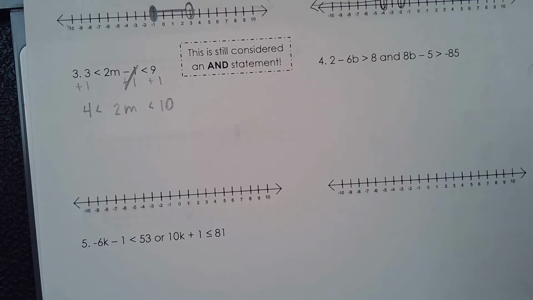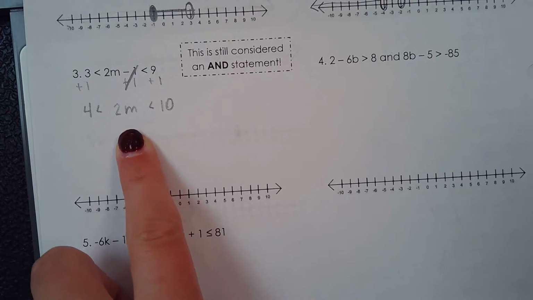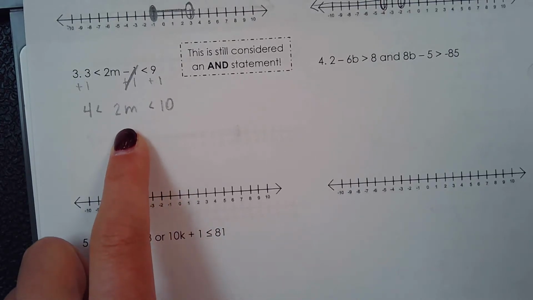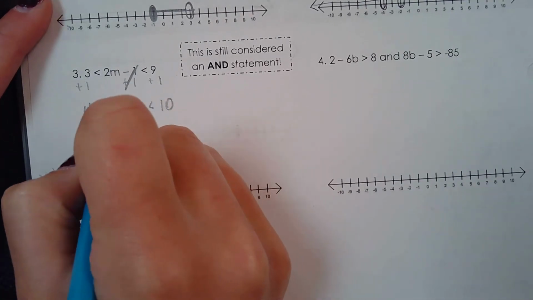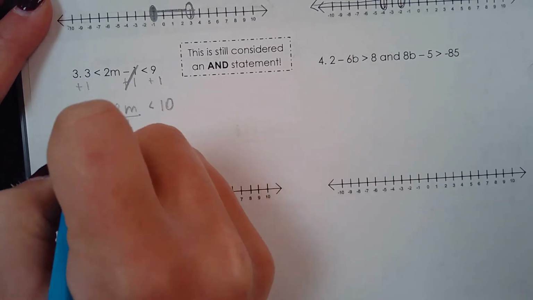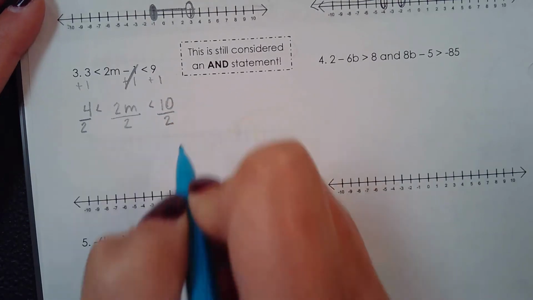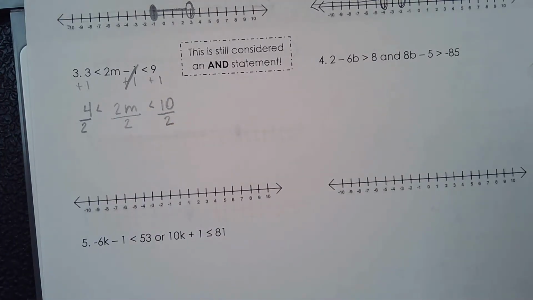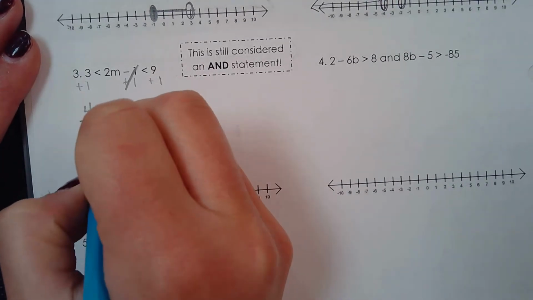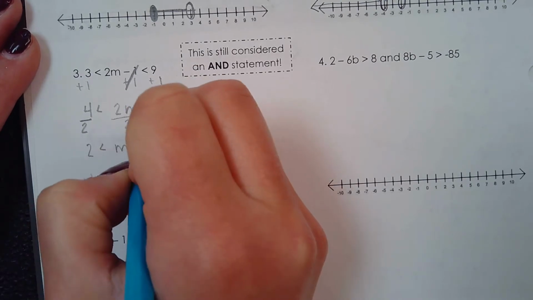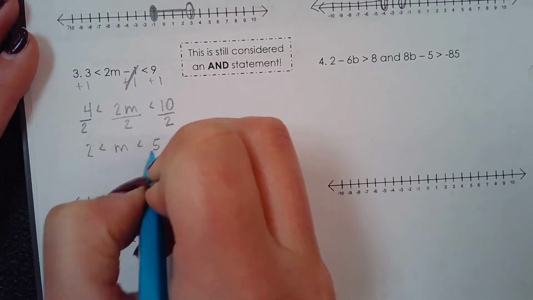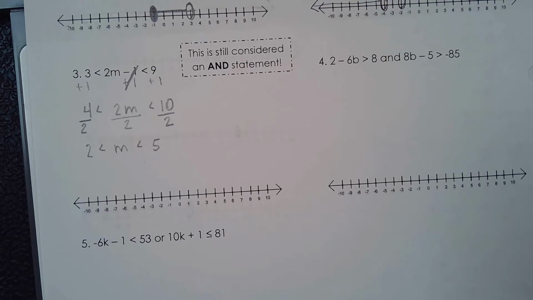Are we okay? So again, we're trying to get m by itself. So what do you think we might need to do? Subtract. Divide by 2. What do we need to divide by 2? Everything. So 4 needs to be divided by 2, 2m is divided by 2, and 10 is divided by 2. So what is 4 divided by 2? And then 10 divided by 2 gives us 5. Is that okay? Did that blow anybody's mind?